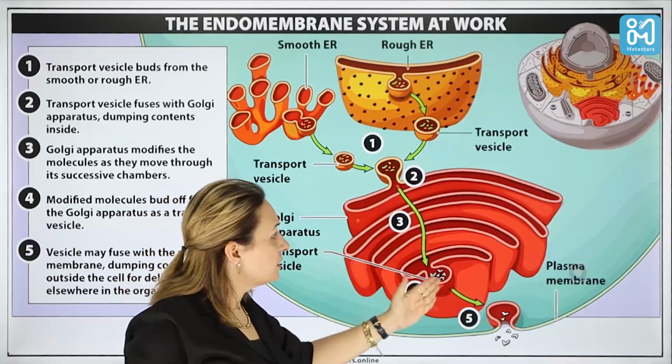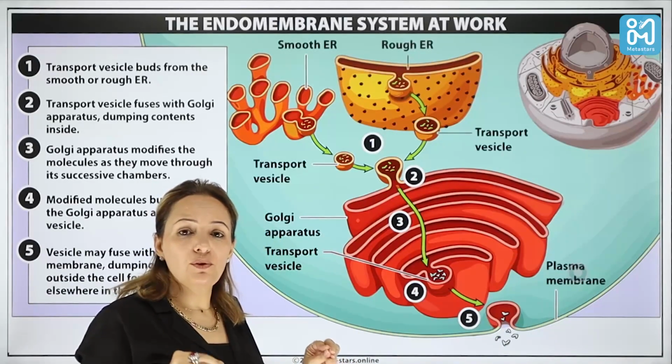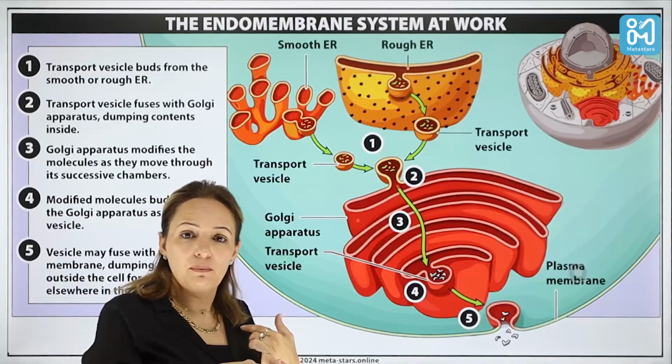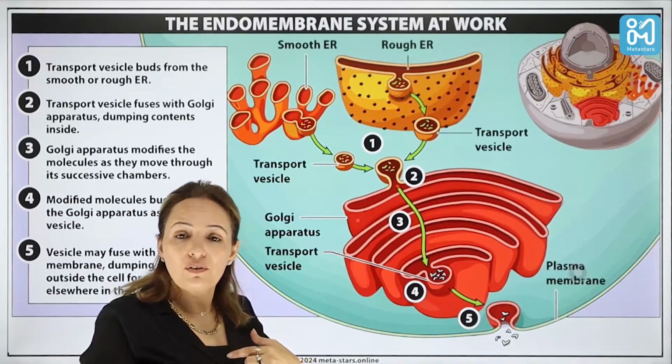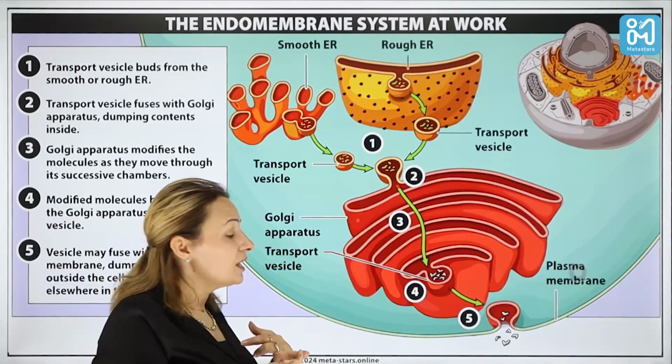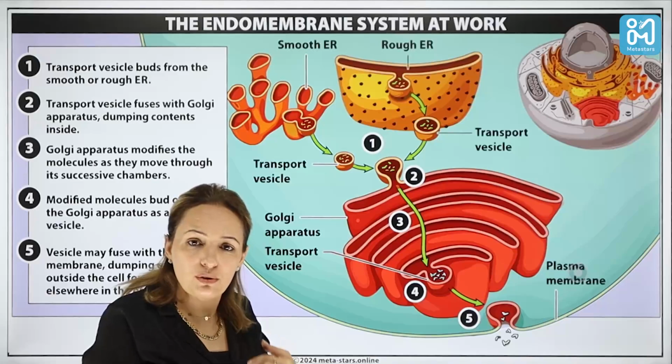The Golgi apparatus here is a folded membrane that we use for the packaging of the molecules that are produced. It's also important for the modification of these proteins. And modification means that we are adding things to the protein. We're adding molecules to the protein.